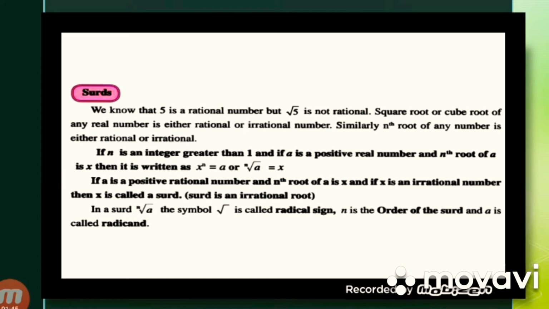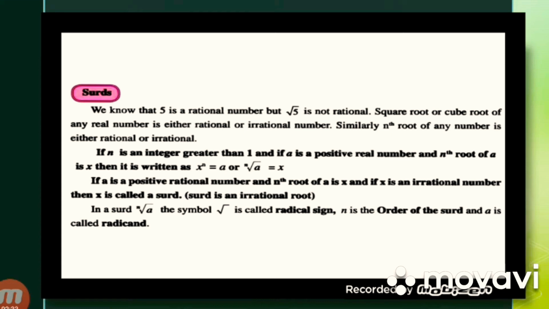Now we know that 5 is a rational number, but root 5 is irrational. Square root or cube root of any real number is either rational or irrational. Similarly, nth root of any number is either rational or irrational. So if n is an integer greater than 1 and if a is a positive real number and nth root of a is x, then it is written as x raised to n is equal to a or nth root of a is equal to x. So surd is an irrational root of a rational number.